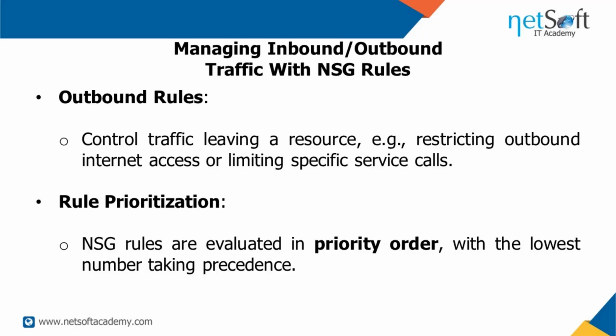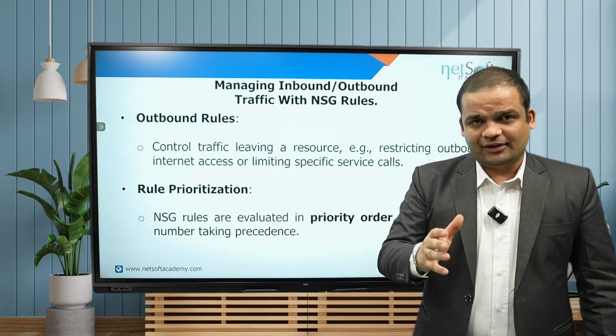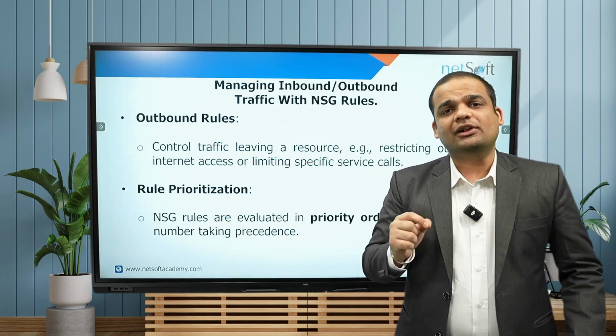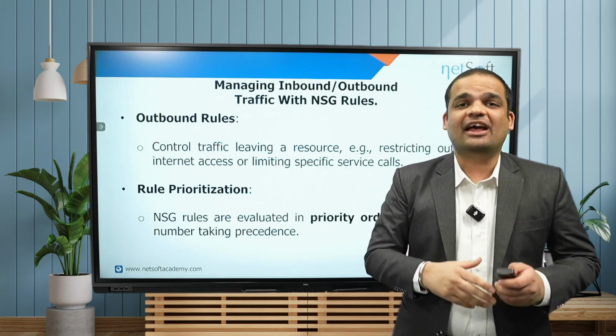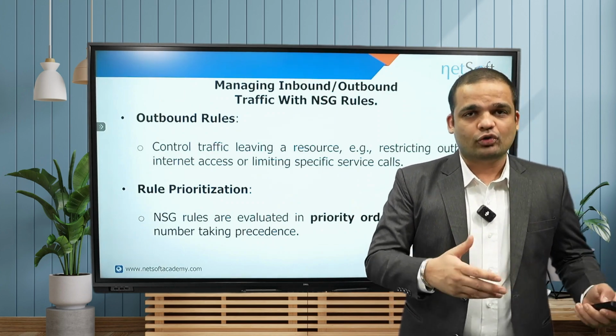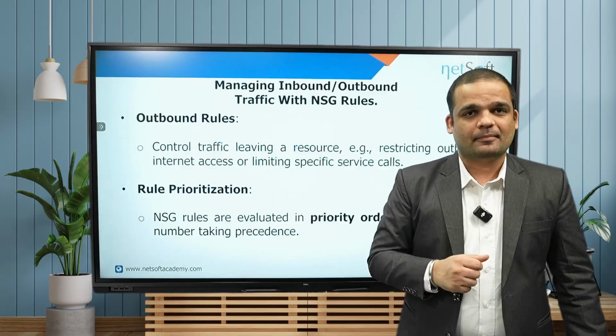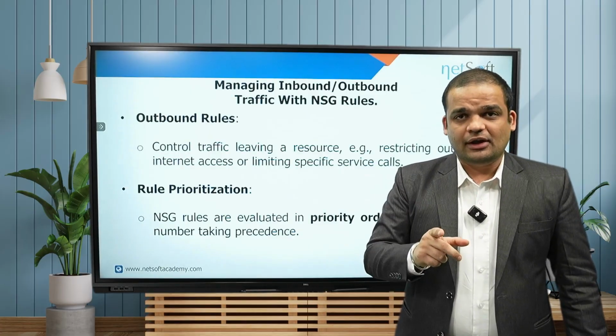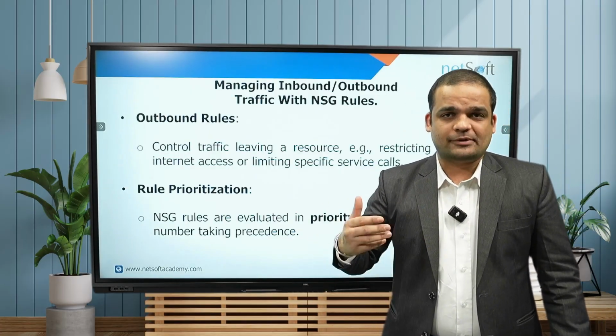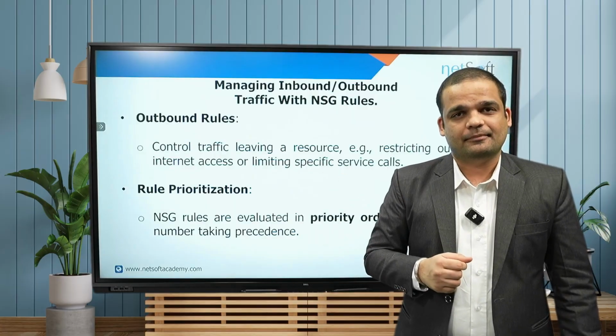Then you have your priority. So, rule prioritization. Here NSG rules are evaluated in priority order, with the lowest number rule having the highest priority. For example, a rule with priority 100 will be evaluated before a rule with priority 200. If two rules conflict, the first matching rule in terms of priority will be applied.